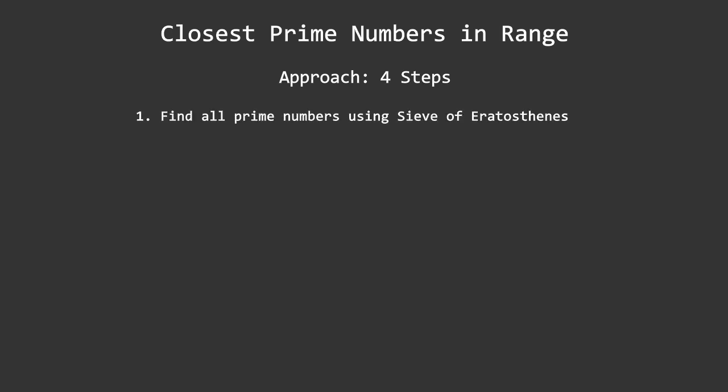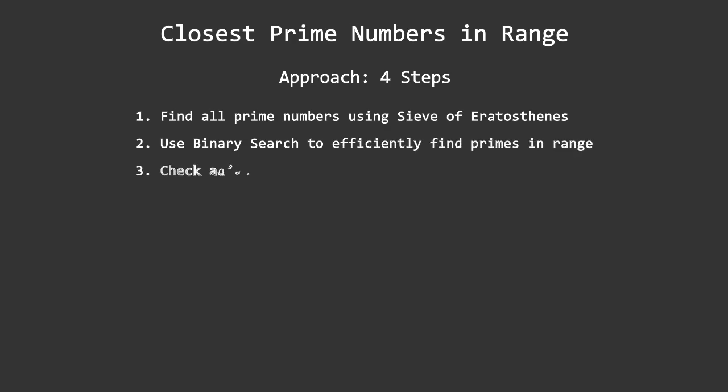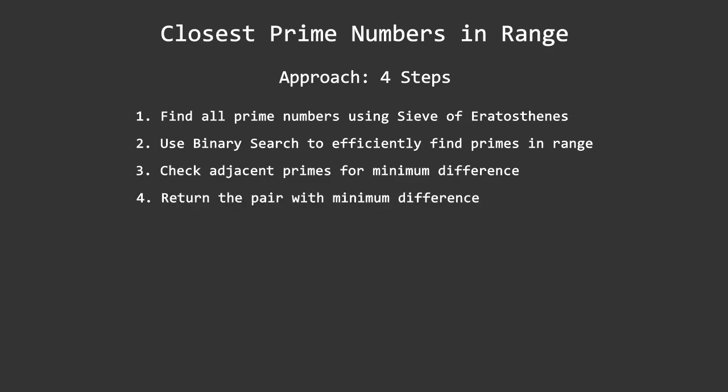The first step is that we can use the sieve of Eratosthenes. After that, we can use binary search to find the first prime in range. Then we check adjacent primes for the minimum difference. And finally, we return the min pair, right?